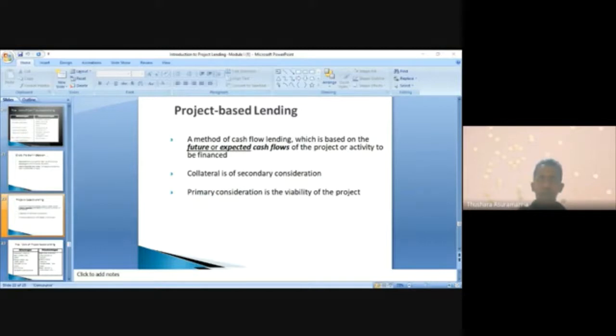Again, the difference between cash flow versus project based lending is basically, even though you are taking a risk, it's about the future. If things are not happening in the future, it could be an issue for you. Why? Your decision is based on the future. Right, we'll go further.